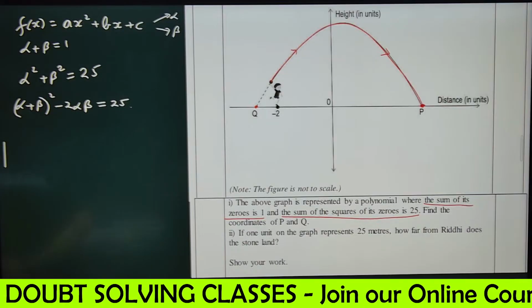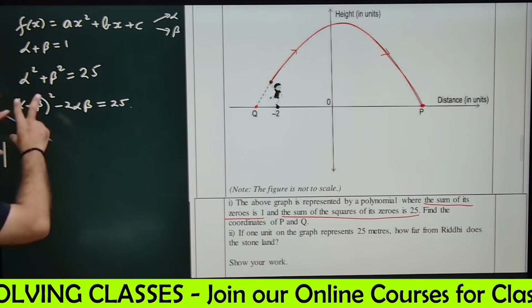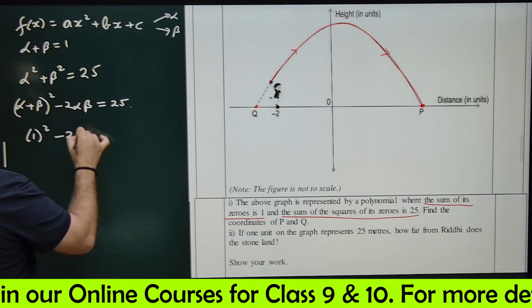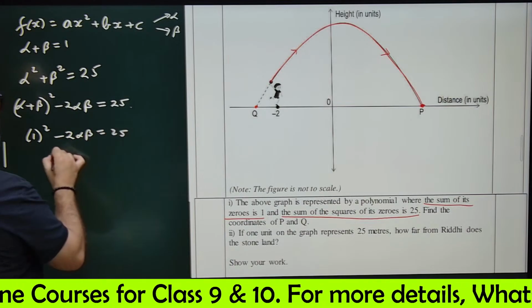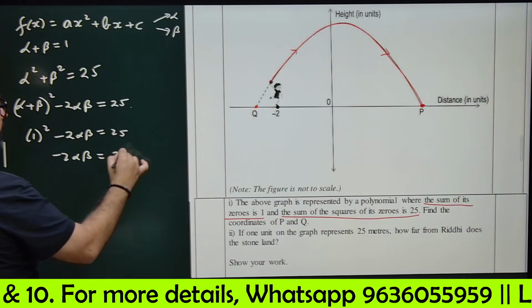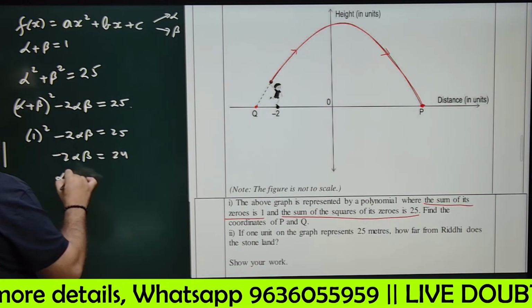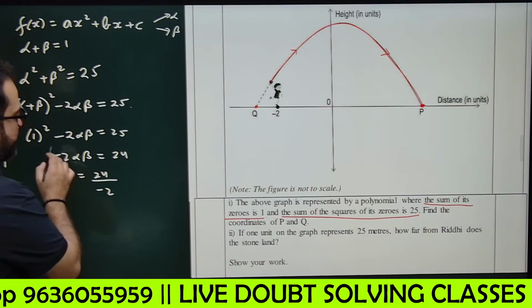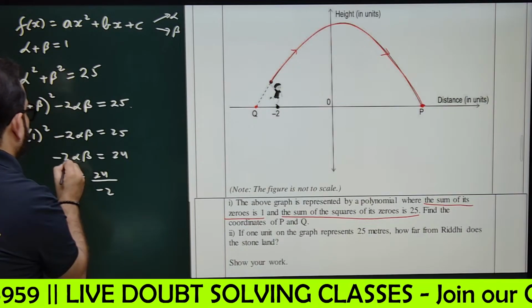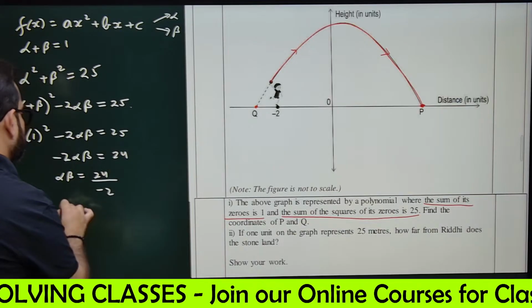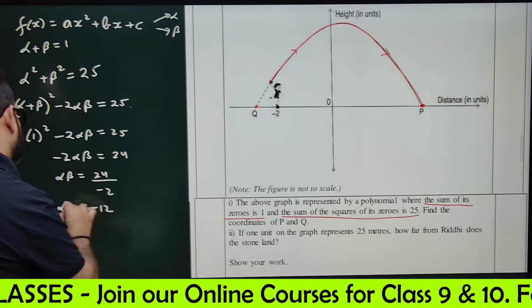Now calculate this. What is alpha plus beta? It is 1. Minus 2 alpha beta, it's 25. So minus 2 alpha beta will be 25 minus 1, 24. So alpha beta will be equal to 24 by minus 2, right? Minus 2 is brought down to the denominator. So alpha beta equals minus 12.